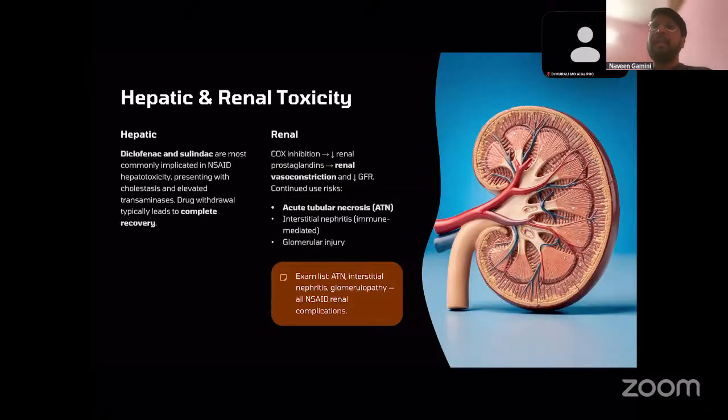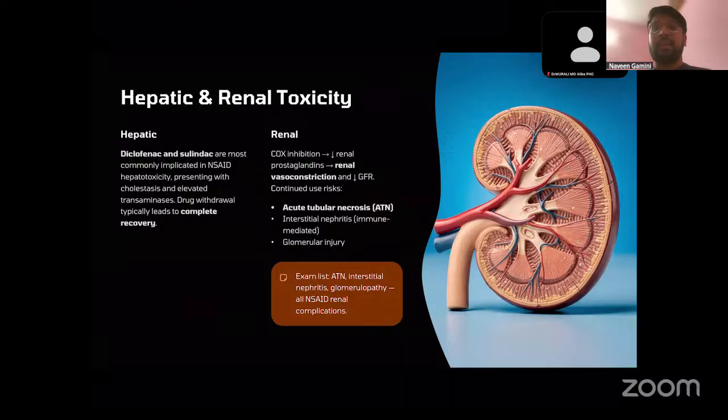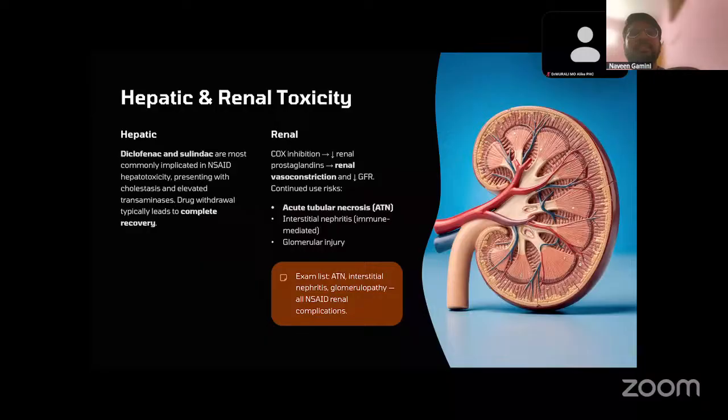Now let's talk about hepatic adverse effects. Specifically, diclofenac and sulindac are the most commonly implicated in NSAID hepatotoxicity. The presenting features will usually be cholestasis and elevated transaminases, as we can see in the LFTs. Further, drug withdrawal can lead to complete recovery. So once you stop the insulting drug, the hepatic toxicity or hepatic side effects will recover.